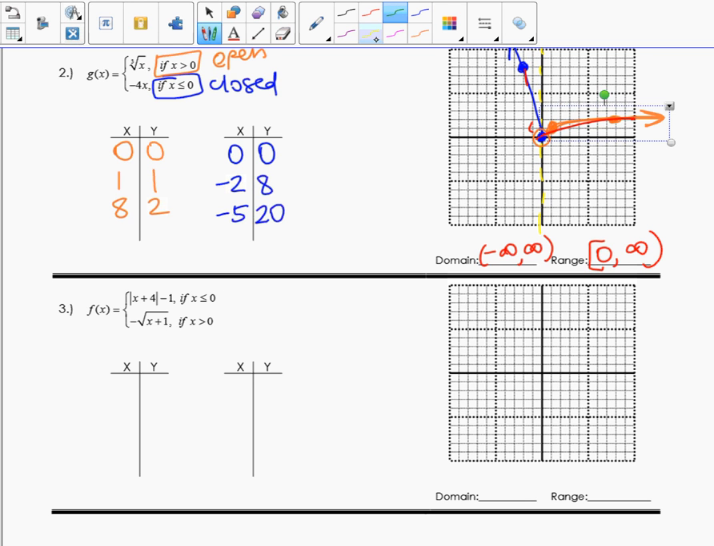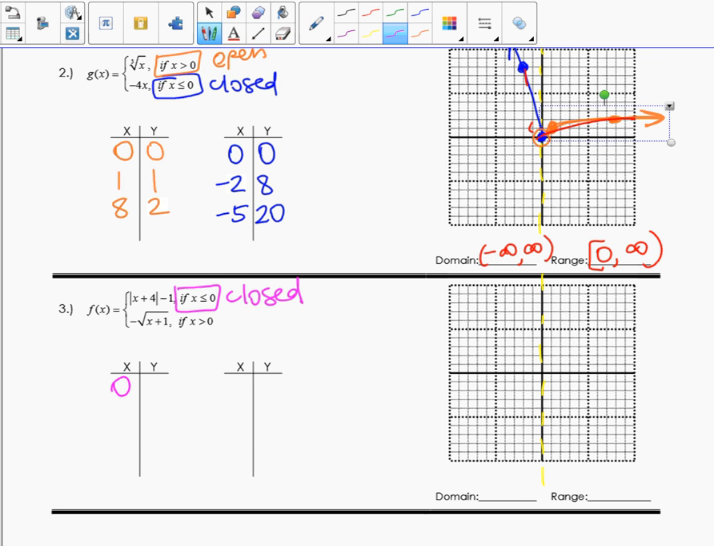All right, for number 3, our breaking point, again, is at 0. So I'm going to go ahead and draw that in. Okay. And with your breaking point being at 0, we are going to start with the first function, because that's what has our closed circle at 0.